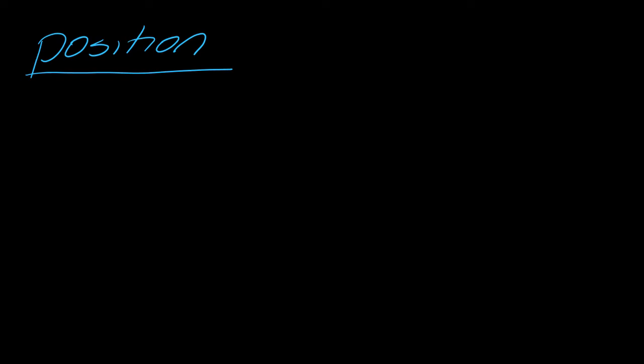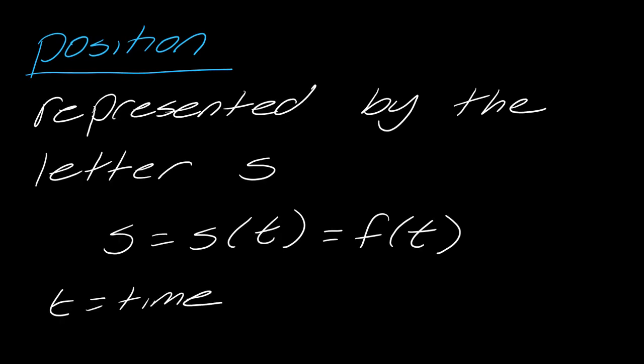So the first term is the concept of position. Position is really talking about modeling how any object moves through a space. Usually we represent the idea of position by the letter S, although we can represent it also using F. So we have S or S of t or F of t, where t is talking about time. So you have the amount of time it takes for a particular object to move and how much it moves as it goes through an area.